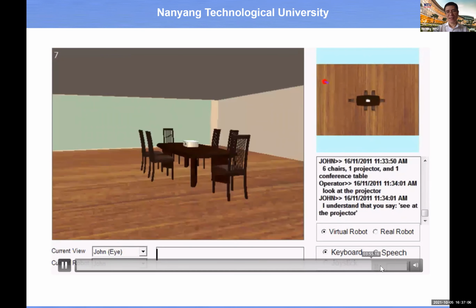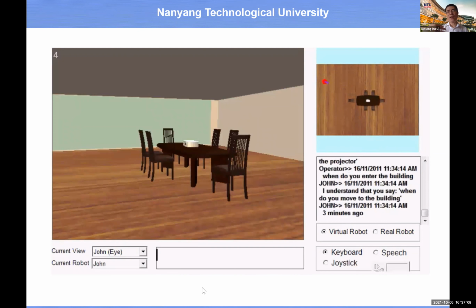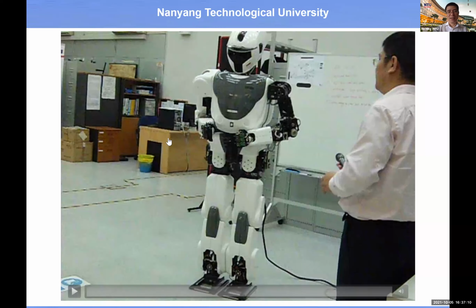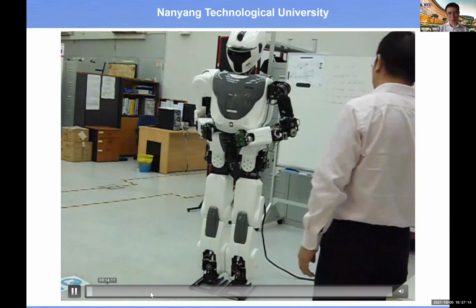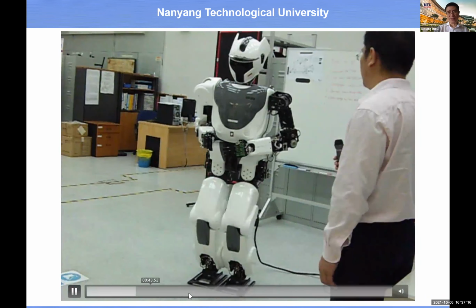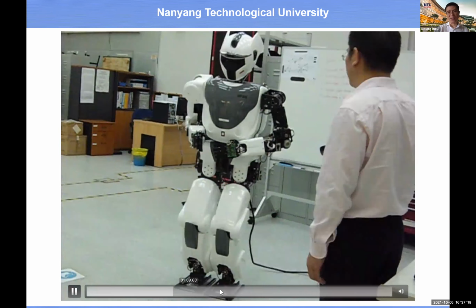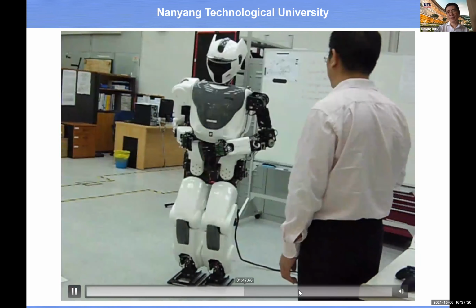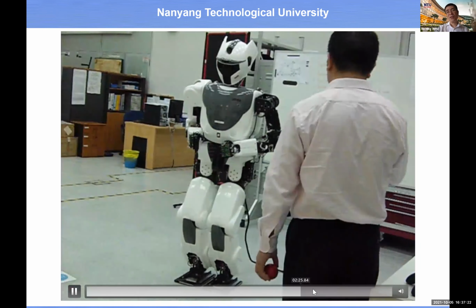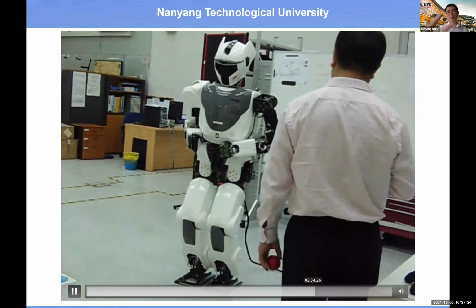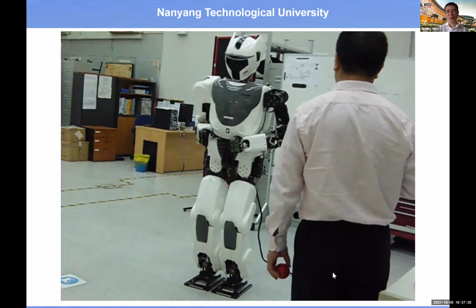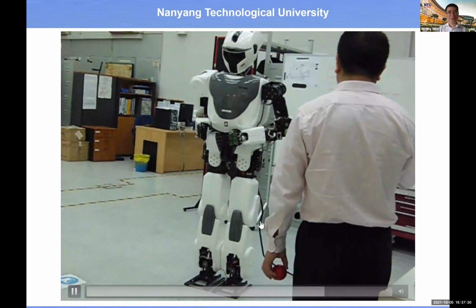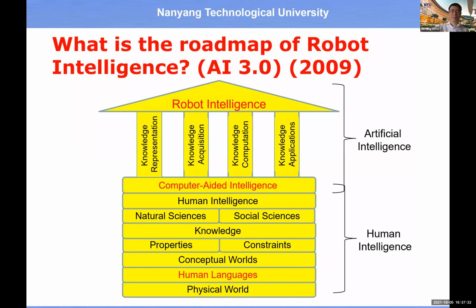So it's a language-based interaction, and this is a real test. I can instruct the robot using English to take action. I will just quickly play it. That means in future we do not need to program the behavior of the robot. We just use language to instruct the robot to undertake certain actions.